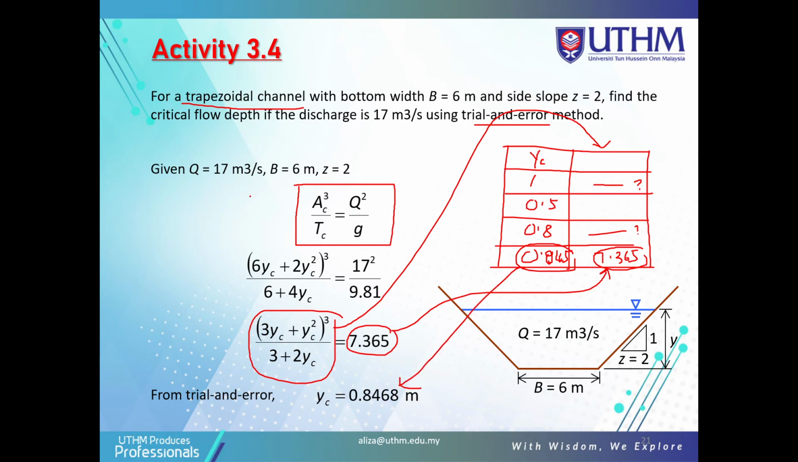For try and error, you must do this. You must show this table here, how you get the calculation, how you get the value of YC based on the value in this column. So this is column 1 and this is called column 2. Column 2 is based on the value here, to get the value of this one. So this is the try and error method until you get YC is 0.8468.